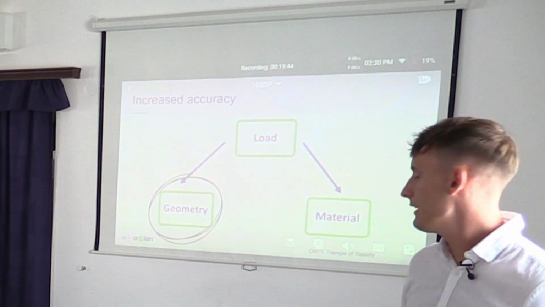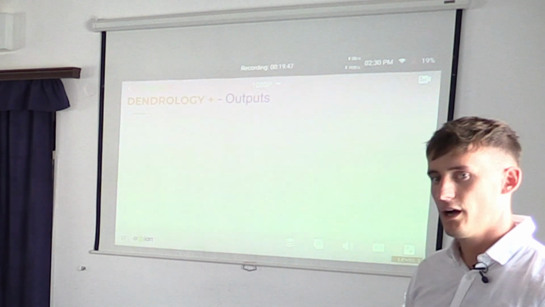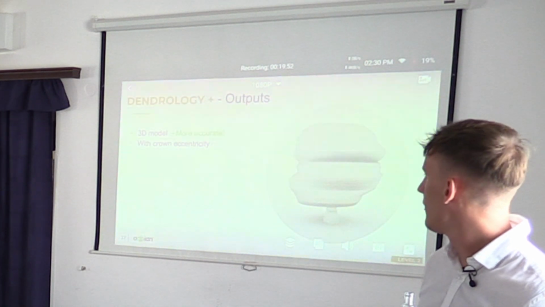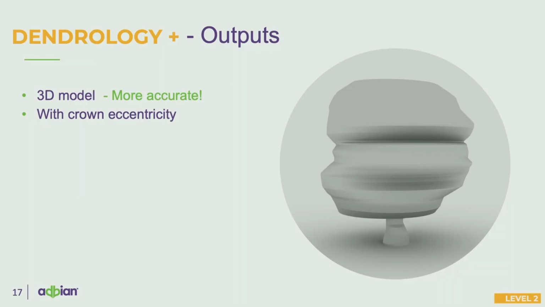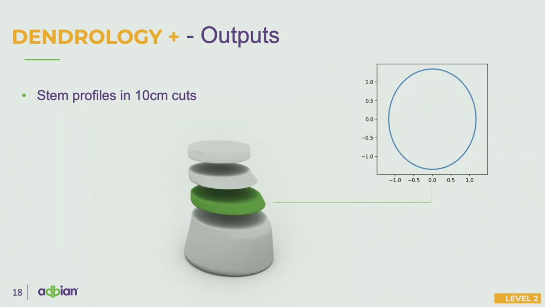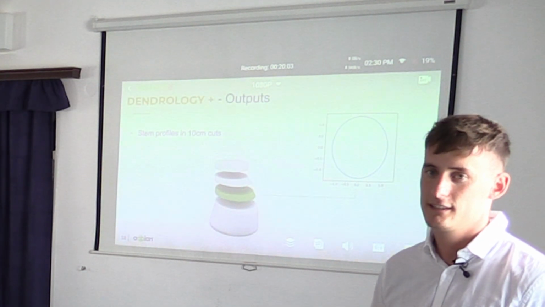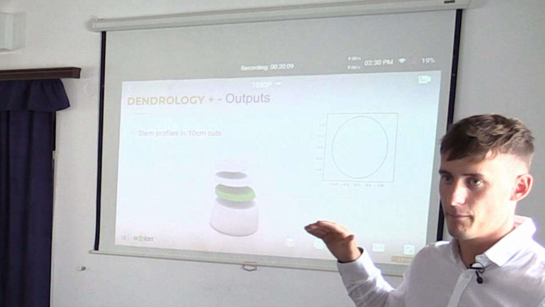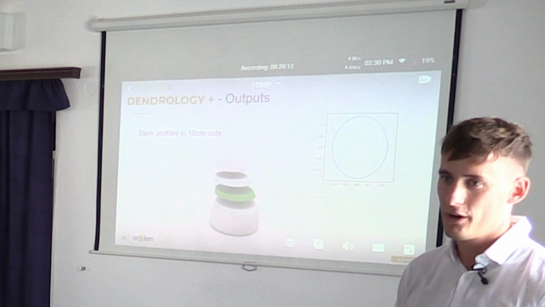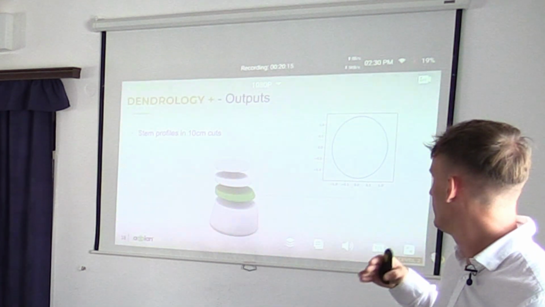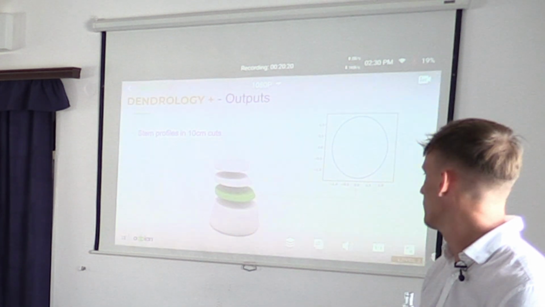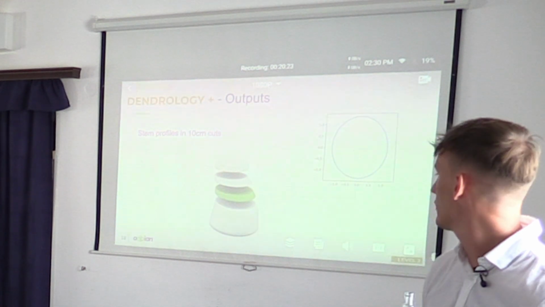So in this level there is an increase in geometry compared to other methods, and the output is a 3D model, also with crown eccentricity, and the stem profiles are no longer circles but some kind of ellipsoid. We calculate the stability for every 10 centimeters of the stem. We take the weakest point of the calculation to report to you, to determine whether the tree is stable or not.